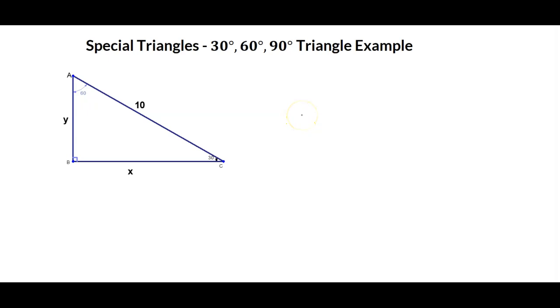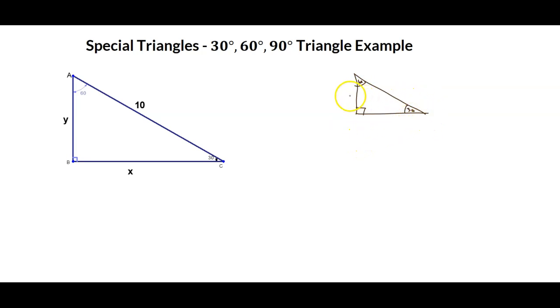Okay, so we're going to look at solving a 30, 60, 90 special triangle. We're going to look at this example here. And generally, when I am solving this type of problem, I like to draw a sample of my own. And what I'm going to do here is I'm going to make this 30 here. And then this is going to be my 60 over here.